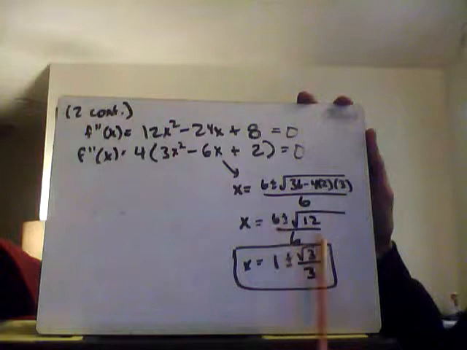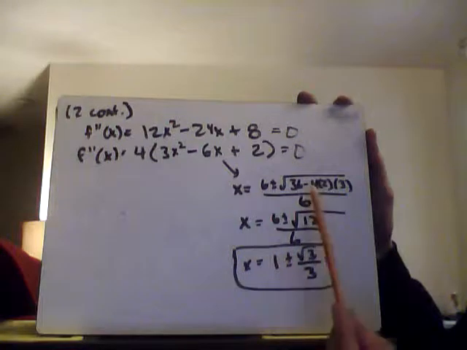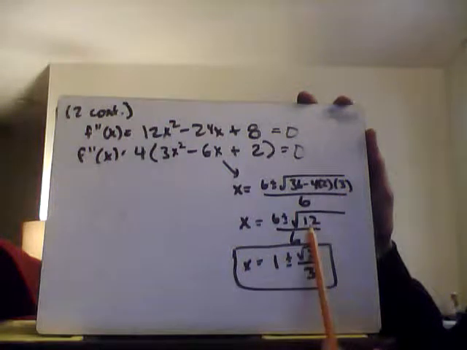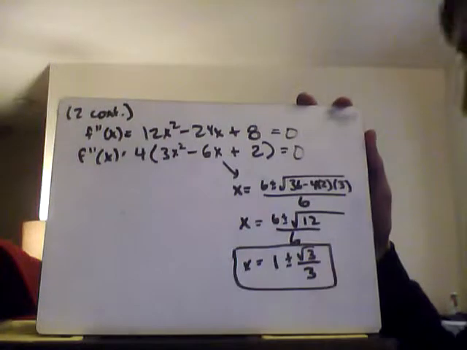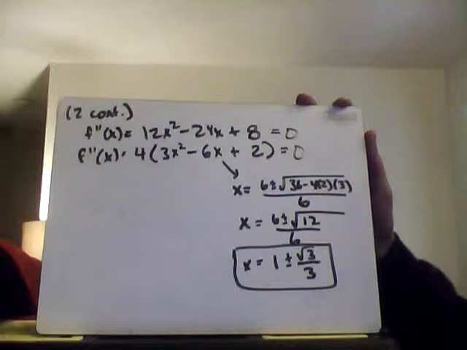We can reduce this down. When we reduce it down, we're going to get the square root of 12, which is the same as 2 root 3. And we end up with 1 plus or minus root 3 over 3 as our two critical points.